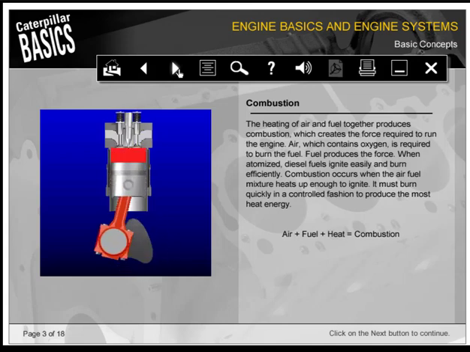Air, which contains oxygen, is required to burn the fuel. Fuel produces the force. When atomized, diesel fuels ignite easily and burn efficiently. Combustion occurs when the air-fuel mixture heats up enough to ignite. It must burn quickly in a controlled fashion to produce the most heat energy. Air plus fuel plus heat equals combustion.